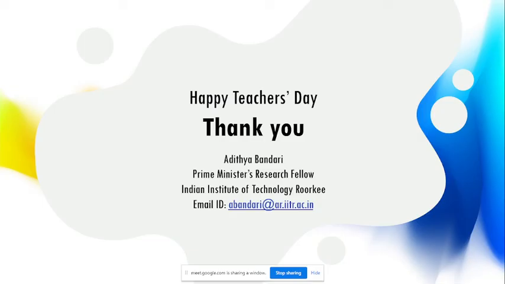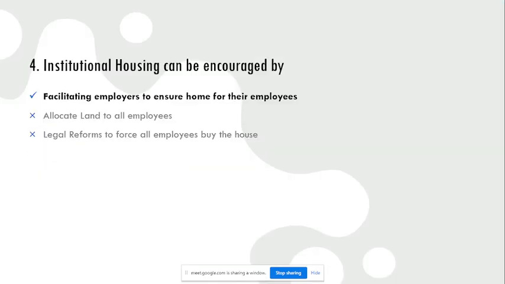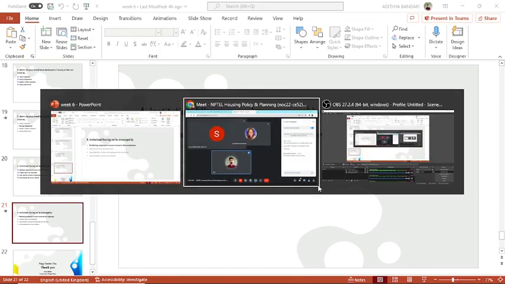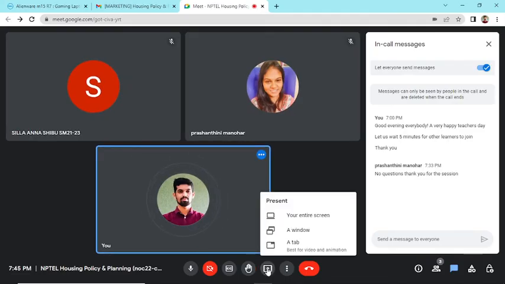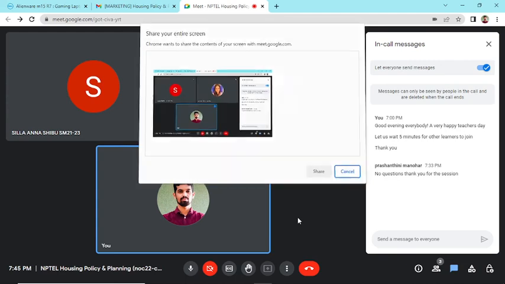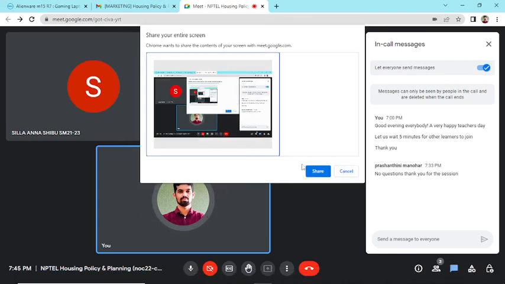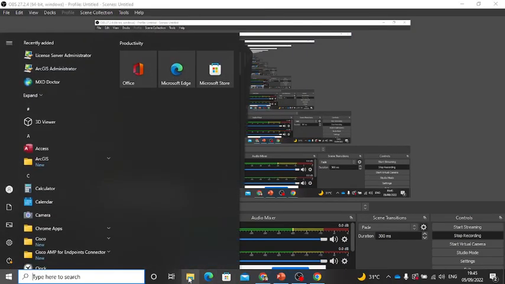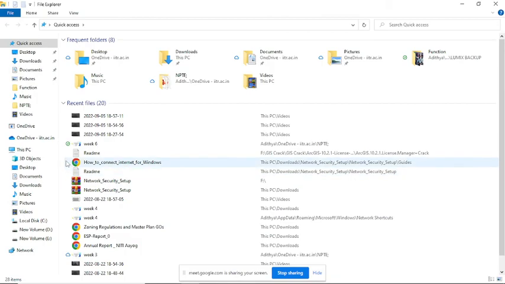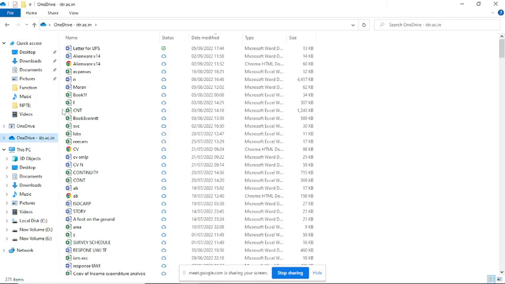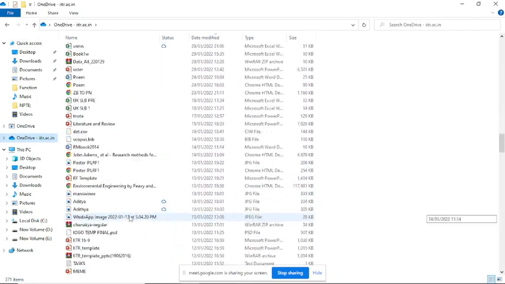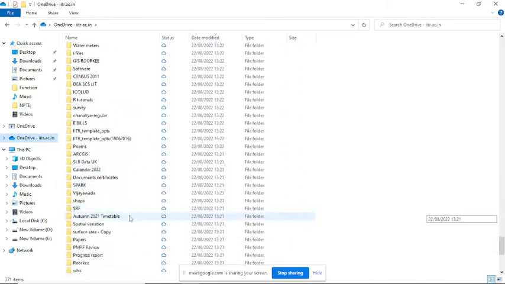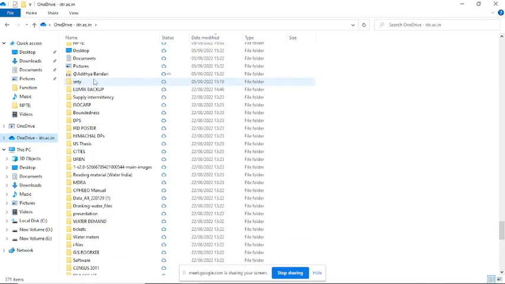In order to depict this previous one, institutional housing can be encouraged. How can it be encouraged? I have certain examples which we can see. I'll provide a small example.